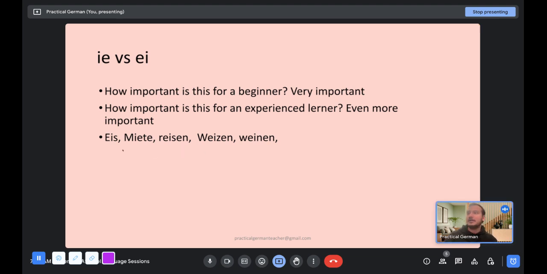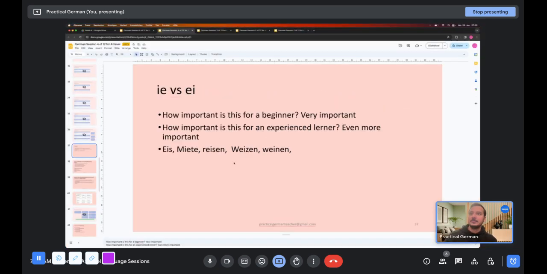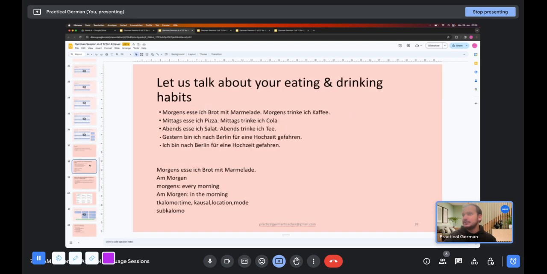I want you to know you read very correctly. So it's Eis and not ease. This is Miete and not mitre. And then reisen and not reason. Weizen and not Weizen. Okay, so that's okay. Let's see what else we have over here.